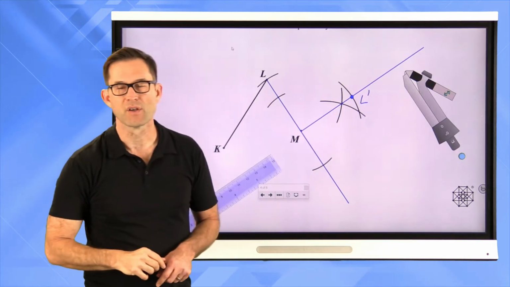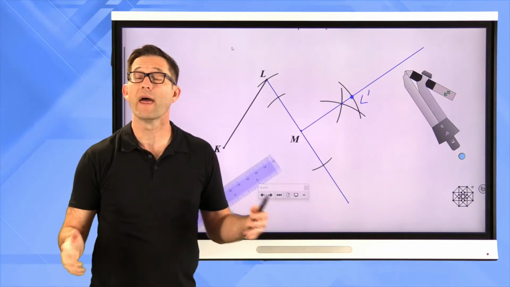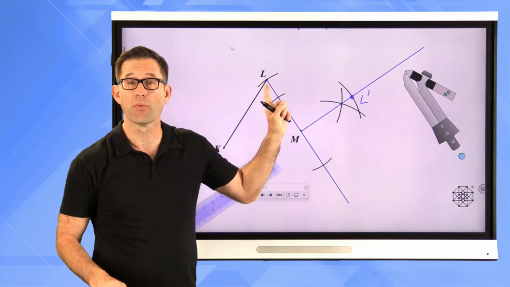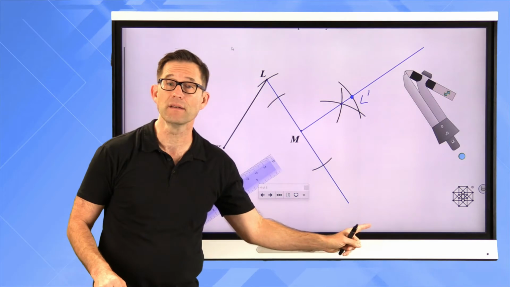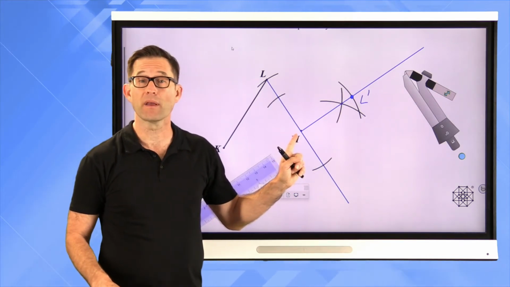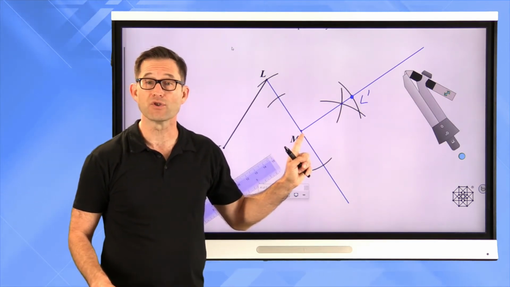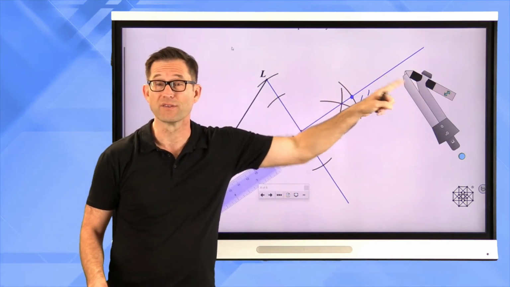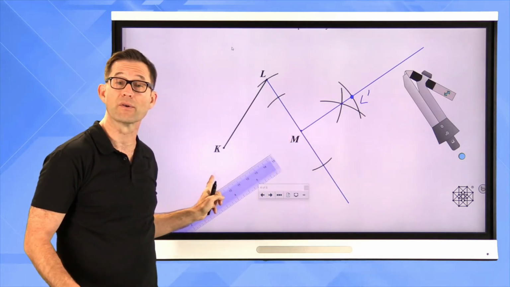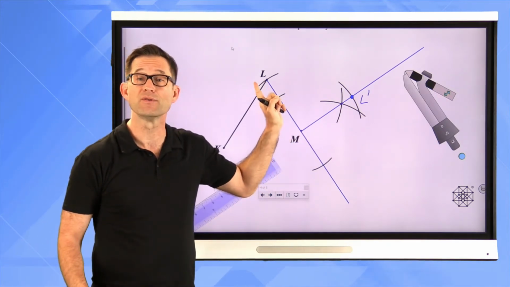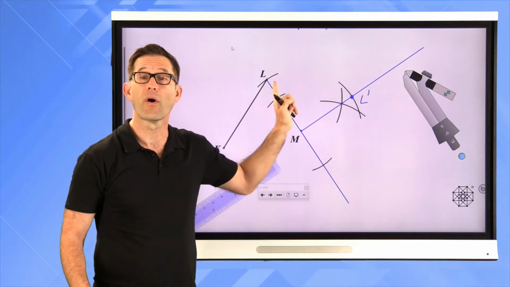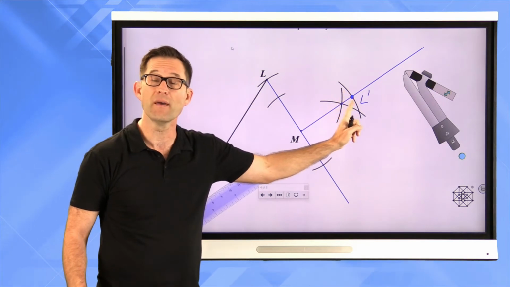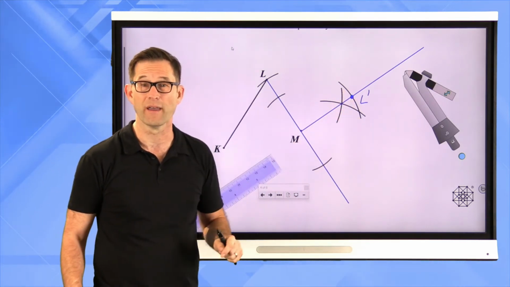Okay, so I just found L prime, right? And again, very simple. I draw a line from the pre-image point through the center of rotation and past it. I then construct a perpendicular line through the center of rotation in the direction I want. Since I'm going clockwise, I want it in this direction. If I was going counterclockwise, I'd want to extend it in the other direction. And then I simply use my compass to figure out how far the pre-image point is from the center point, and that helps me locate the image point, which has to be the same distance away.